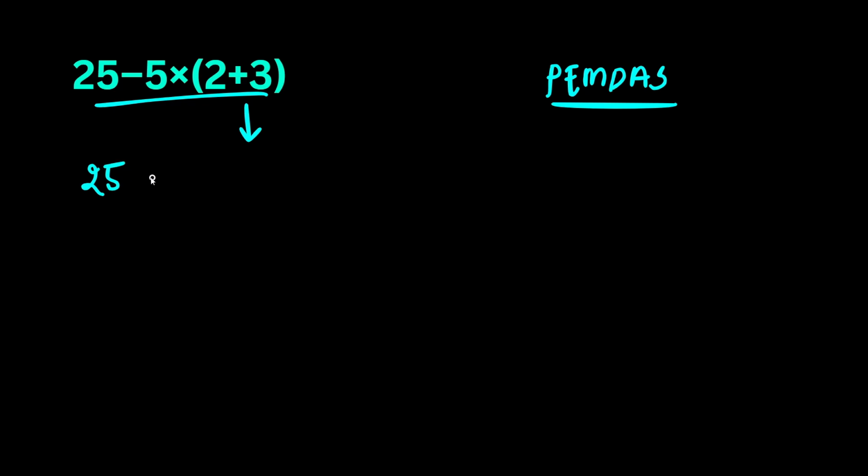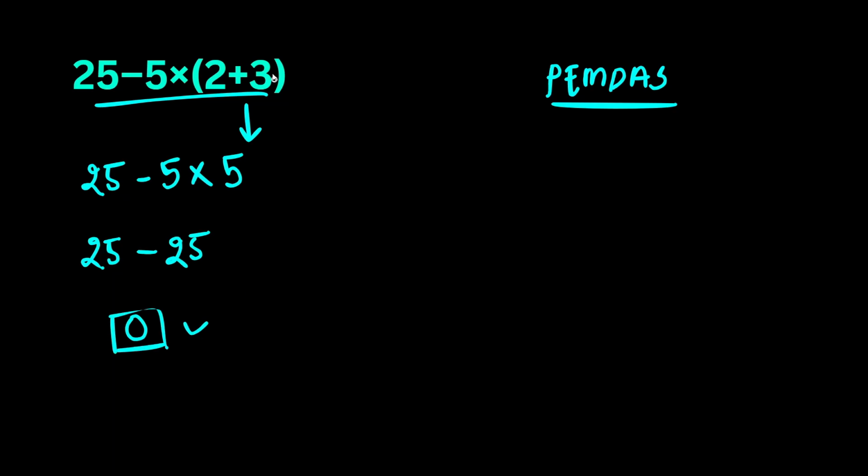So here we write 25 minus 5 into, then in the bracket or parenthesis 2 plus 3, which equals 5. Again in the next step, 25 minus 5 times 5, that is equal to 25, and 25 minus 25, that will be 0, and here 0 is the right answer.